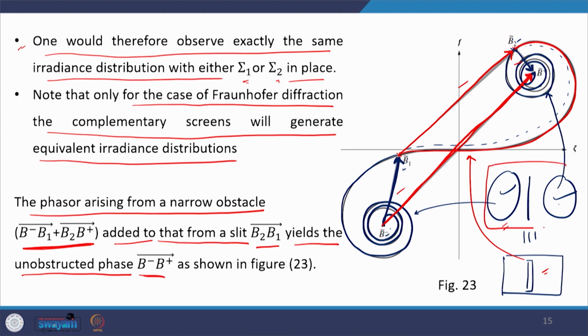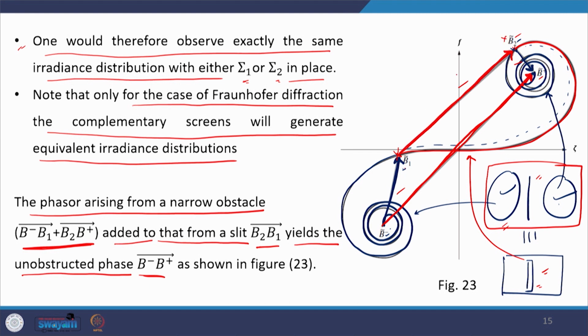Let me repeat. From the narrow obstacle we get two phasors, the first starting from b minus tilde and ending at b1 tilde, and the second starting from b2 tilde and ending at b plus tilde. These two phasors come from the narrow obstacle or narrow wire. When you add them up, you get the resultant phasor. The complementary screen, the narrow slit, gives a phasor which starts from b1 tilde and ends at b2 tilde, given by this line.